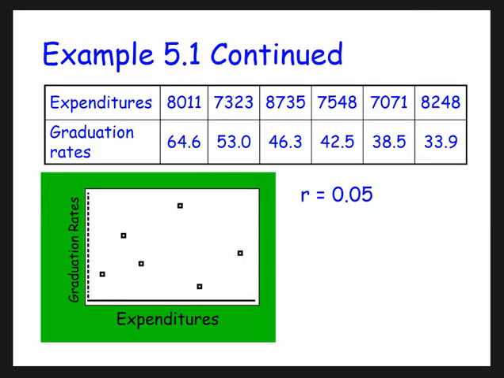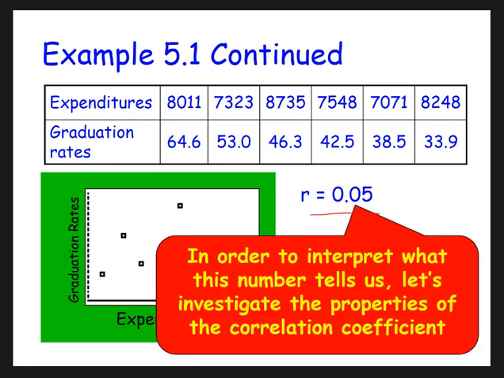So there's our graph. Now, these are pretty scattered. Doesn't really appear to be much of a relationship, so we're expecting a correlation coefficient to be really low. r of 0.05 is pretty small. Closer to 0 is a very weak relationship. Closer to 1 or -1 would be a very strong relationship. In order to interpret what this number tells us, we investigate the properties of the correlation coefficient.